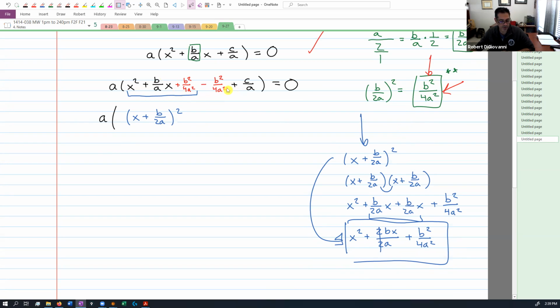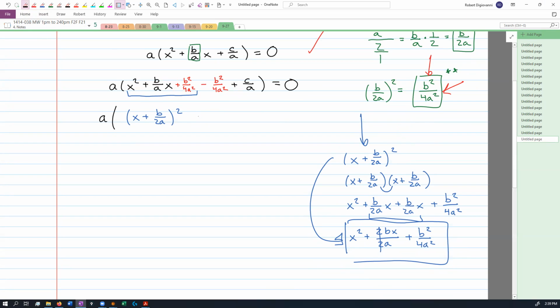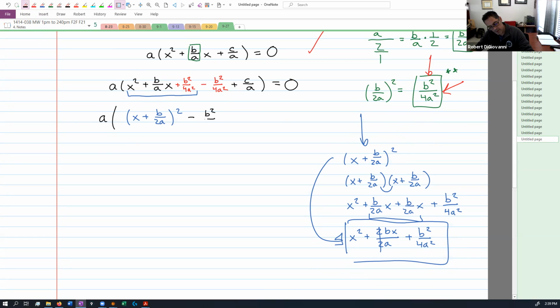Now I'm going to see what I still have here. So I still have the, I'll do it in black, I still have the minus b squared over 4a squared, and then plus c over a. Close the parentheses, equals 0. Still with me?